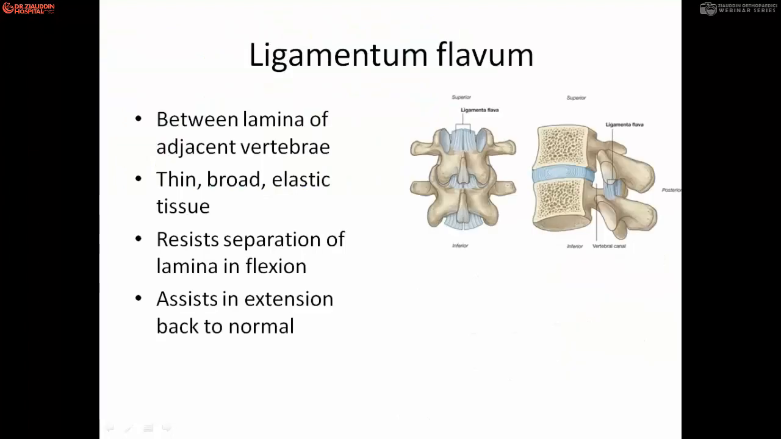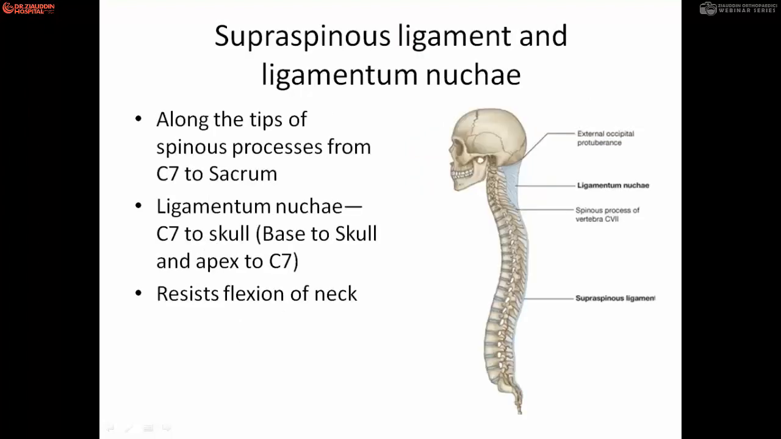Another ligament is the ligamentum flavum, which lies between the laminae of adjacent vertebrae. It is not a continuous ligament; it connects one lamina with another lamina. It is a thin, broad, and elastic tissue, and it is said to have up to 80% stretching power because of its high amount of elastin. It resists the separation of the laminae in flexion, and it assists in extension back to normal.